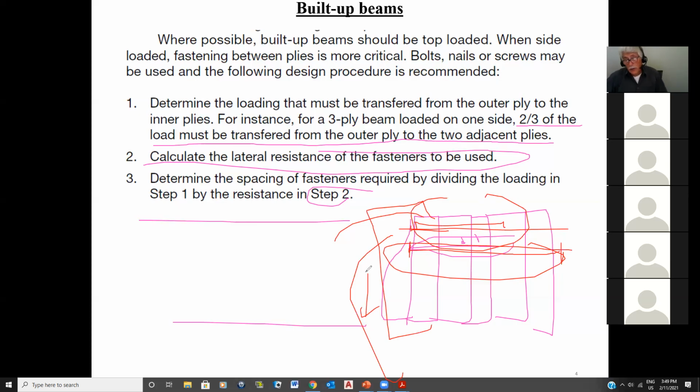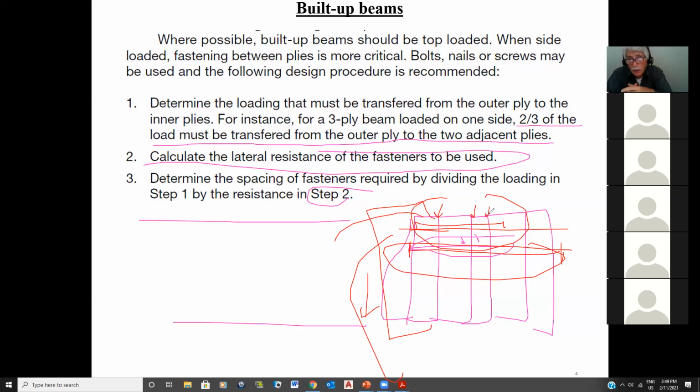And the other good thing that you can do, okay, is that if ever you have a built up beam, one of the things that you should specify is that they put an adhesive in between each ply before they put the fastener. So this way each ply can actually glue together, and therefore that can even further minimize the chance that this thing will ever slip.